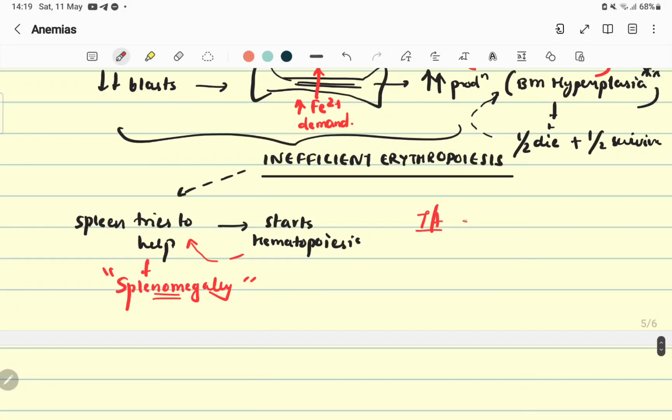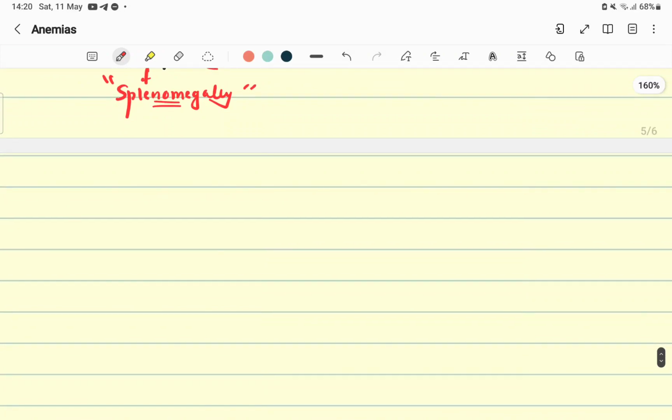For treatment, you can give iron chelators. And increased bone marrow hyperplasia means there will be many things associated with it.